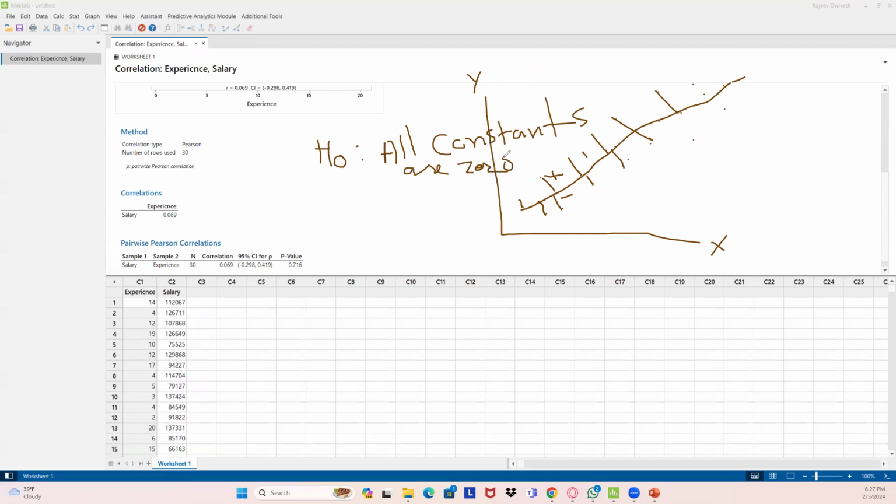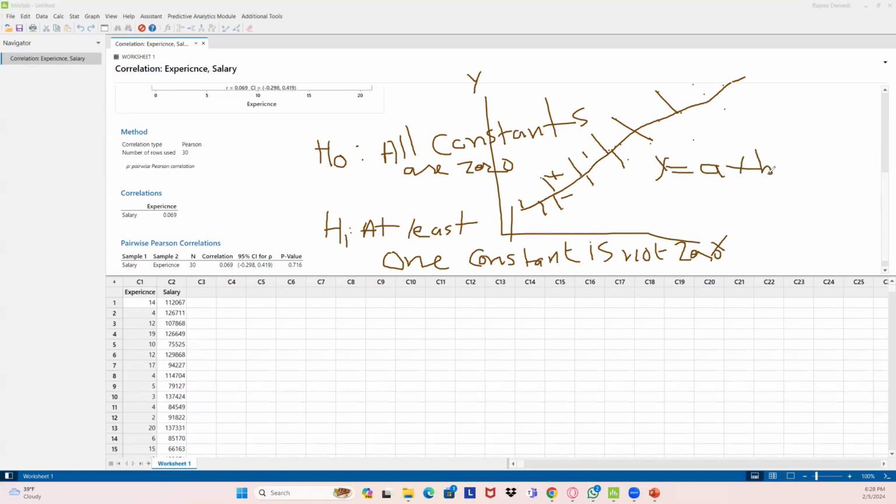All constants means the intercept and slope. The alternative says at least one constant is not zero. What will happen if all constants are zero? In y equal to a plus b x, this is zero, this is zero, so y will be zero. If at least one is non-zero, then you will have some meaningful value. So these are a few important things.